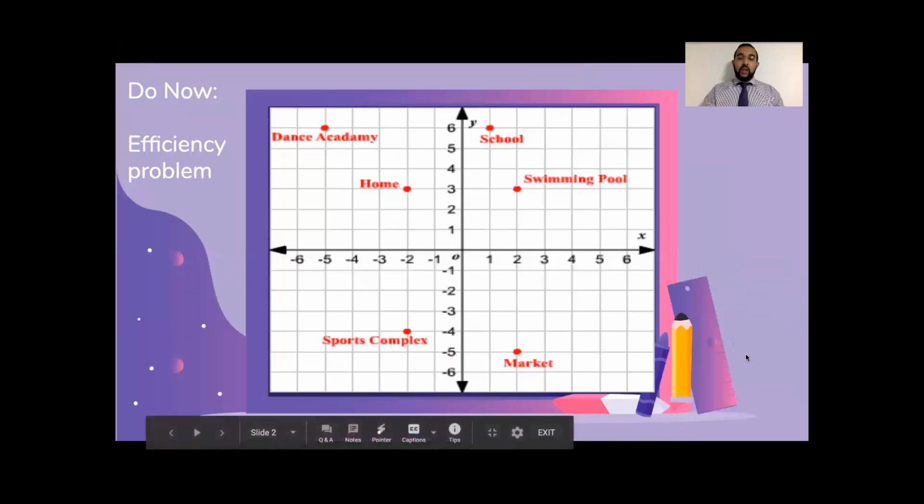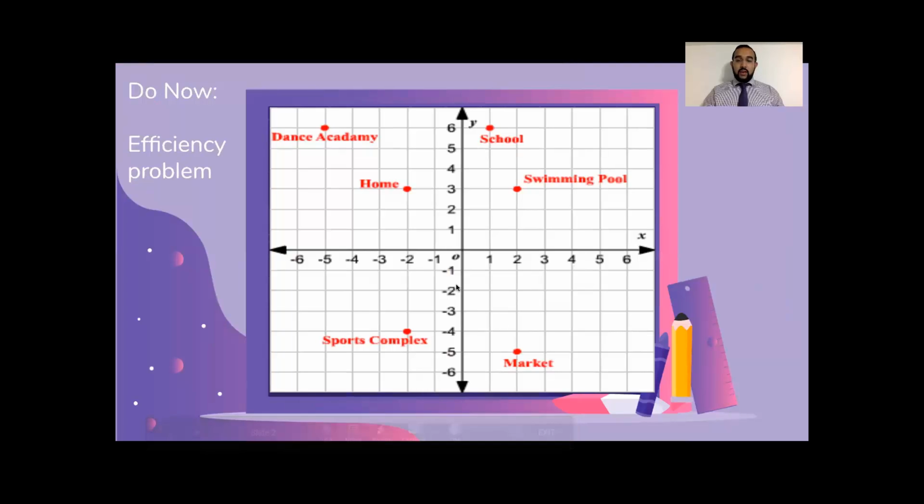But right now, I want you to plot these points in your notebook on graphing paper. So you would plot all of these points in your notebooks right now. Good, you plotted the points in your notebooks. Now I want you to find the distance between these points. So what is the distance from the dance academy to home? What is the distance from home to the sports complex?